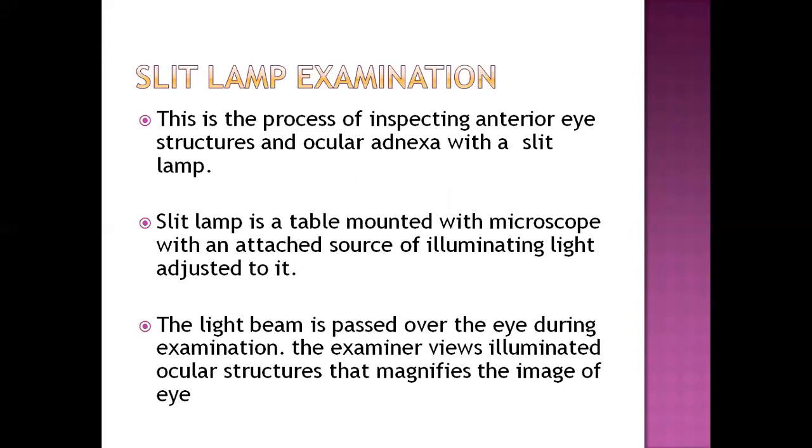Next, the last investigation procedure for this video is slit lamp examination. Slit lamp examination is the process of inspecting the anterior structures of the eye using a slit lamp. Slit lamp is a table mounted microscope with an attached source of illuminating light. The light beam is passed over the eye during examination.